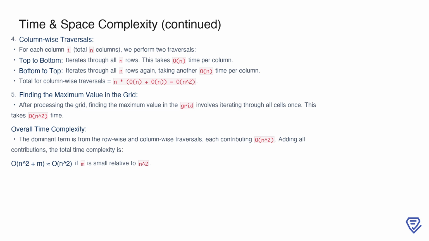After processing the grid, we need to find the maximum value in it. This is done by iterating through all n by n cells, which takes n squared time. Combining all these steps, the dominant term comes from the row-wise and column-wise traversals, each contributing n squared. Adding the smaller term m for the mines, the overall time complexity becomes n squared plus m, which simplifies to n squared, when m is relatively small compared to n squared.